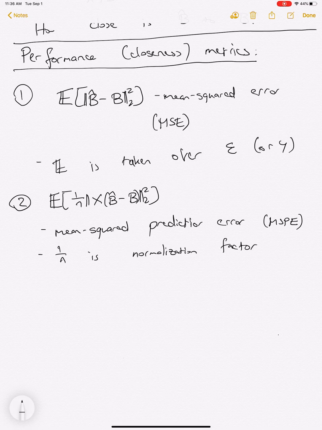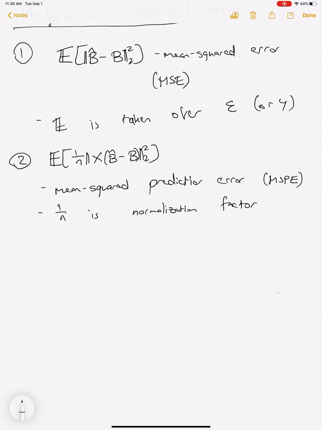We have this 1 over n factor out the front because we're going to normalize, because we have n samples, and we're really looking at a sample by sample error because we multiply by this matrix X, so that's an n by p matrix. So that's why we have this 1 over n factor.